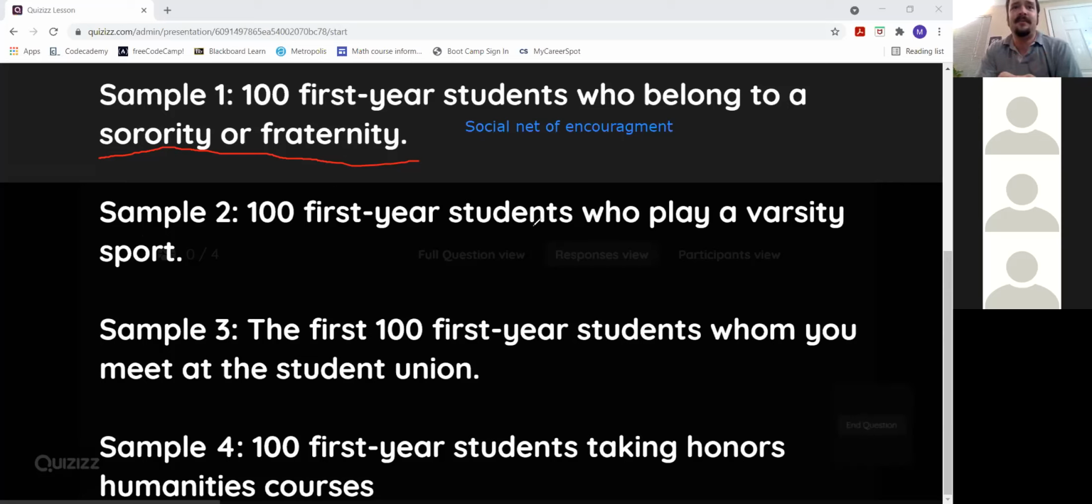Students who play a varsity sport. There's one thing right off the top. Someone said they might be spending too much time exercising or thinking about sports to go to class or something.